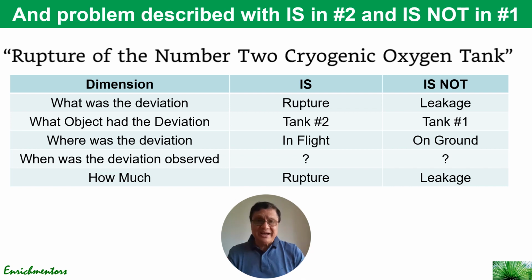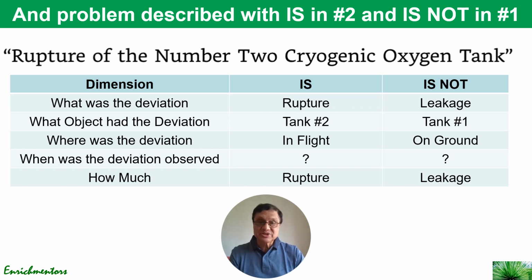So the problem was described, when the team came back to earth, as number 2 tank and not number 1. So the problem statement, what was the deviation? It was a rupture, not a leakage. And where was the deviation? It was in number 2 tank. It was not in number 1. That's a very interesting thing, right? And that's the beauty of this process. Where was the deviation? In flight, and it wasn't on the ground.